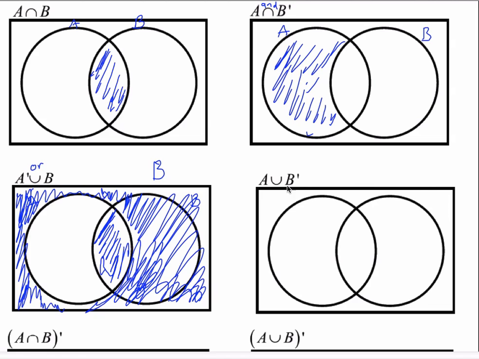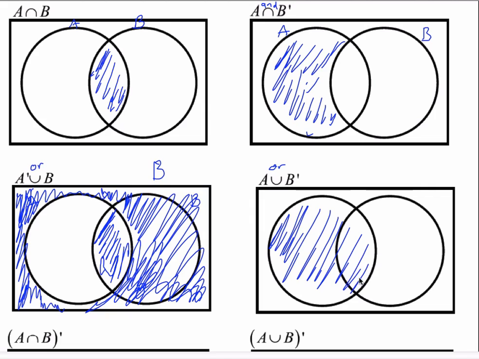Okay, so I'm going to do the same thing for the next one here. Let's shade everything in A first. So it's A or not B. So everything in A is going to be the entire circle, or not in B. So I need to shade everything now that's not in B. So all this stuff here in the universal set is not in B.